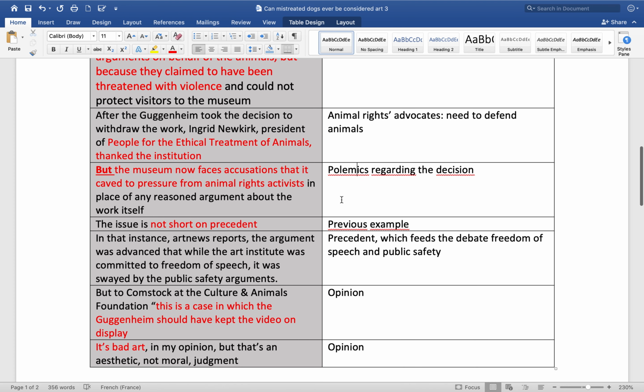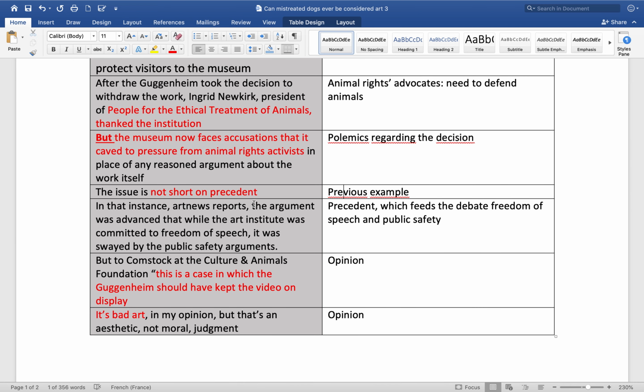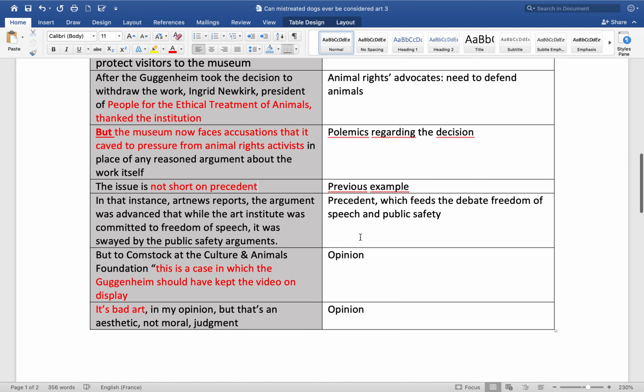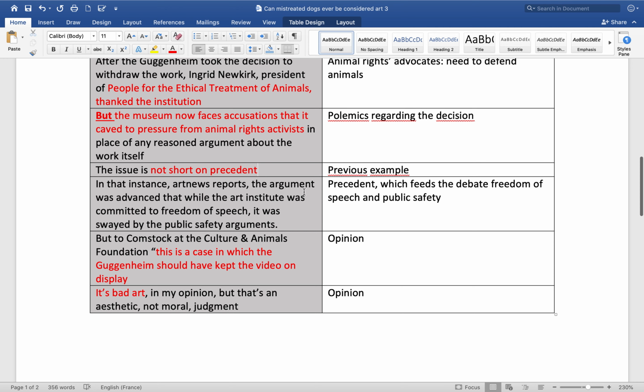Next paragraph are the polemics regarding the decision, because the museum faces accusations for removing those exhibits. So we can see that it's not the exhibits themselves that create the polemic, even though people signed a petition. So there's a first polemic as regards the nature of the exhibition, but there's a second polemic regarding the decision that was made by the museum. Now, remember what we said, there was a previous example that we will get into a bit later on. This precedent feeds the debate of freedom of speech and public safety.